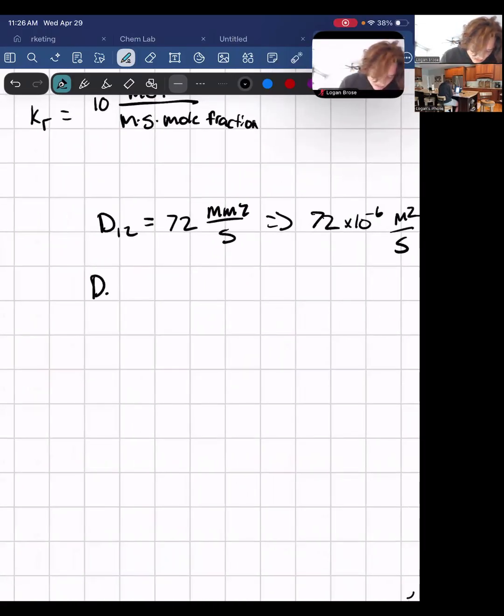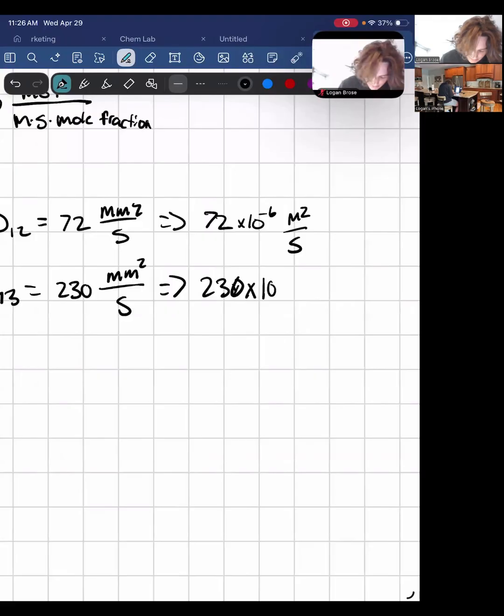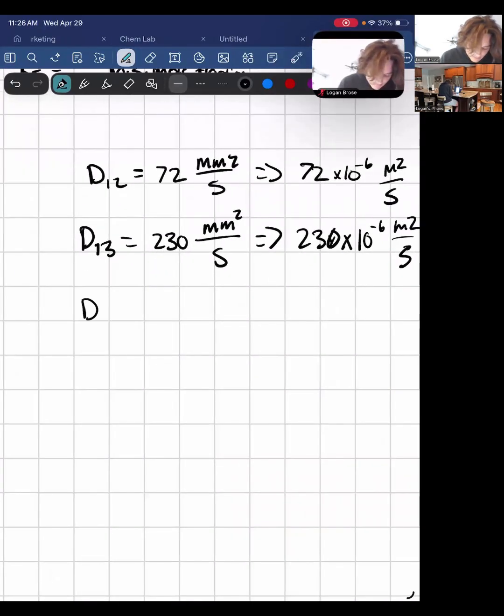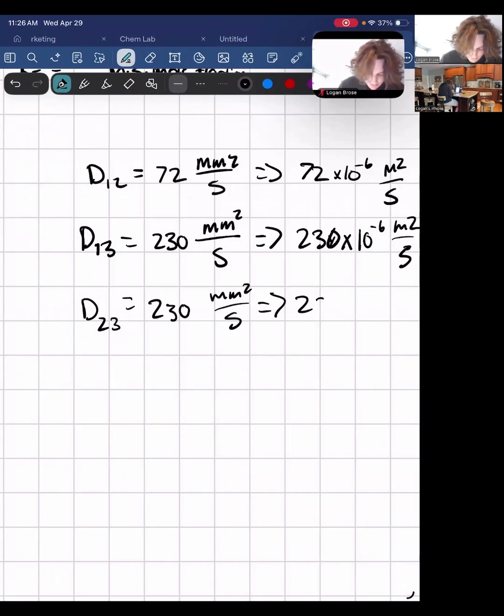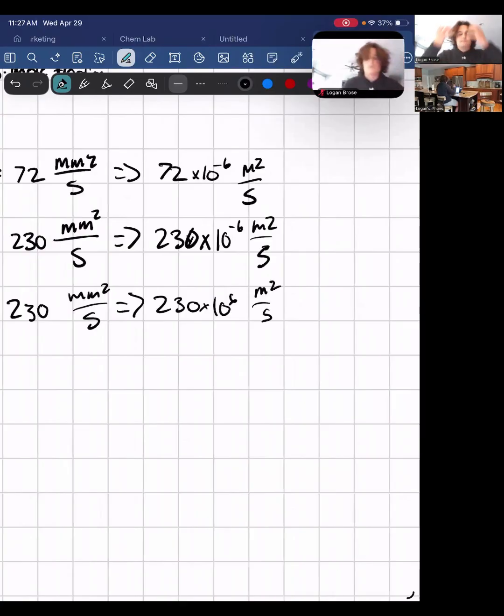Our D13 is 230 millimeters squared per second, which is 230 times 10 to the negative 6 meters squared per second. And then our D23 is the same as D13 because they're both products, right? So 230 millimeters squared per second, 230 times 10 to the negative 6 meters squared per second, right?